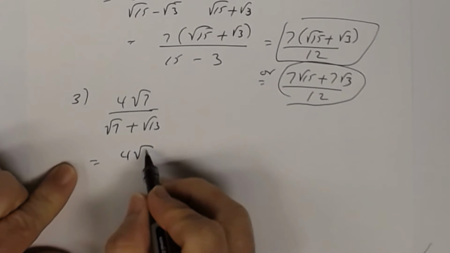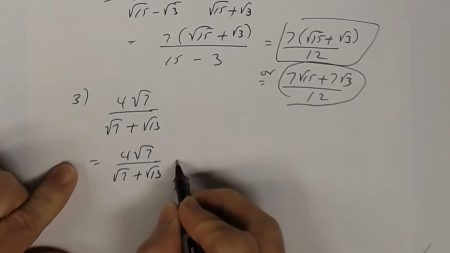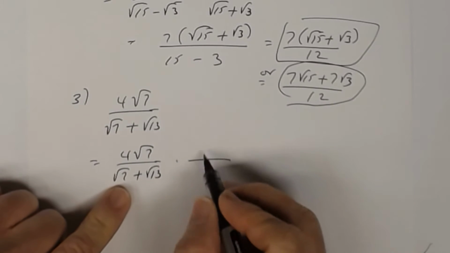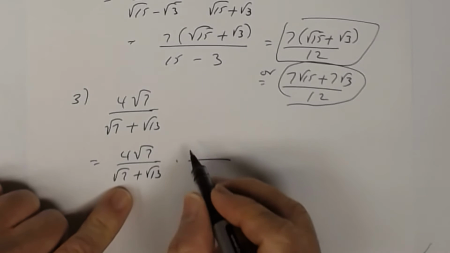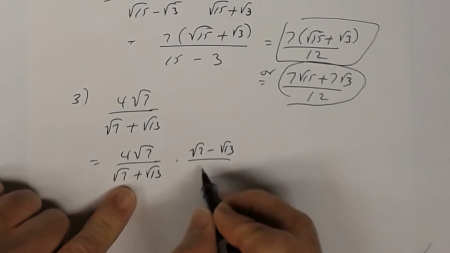So I'm going to go ahead and rewrite this over. All right, and so I'm going to say times, now the numerator and denominator have to multiply by the conjugate of the denominator. And the conjugate of the denominator is the square root of 7 minus the square root of 13.